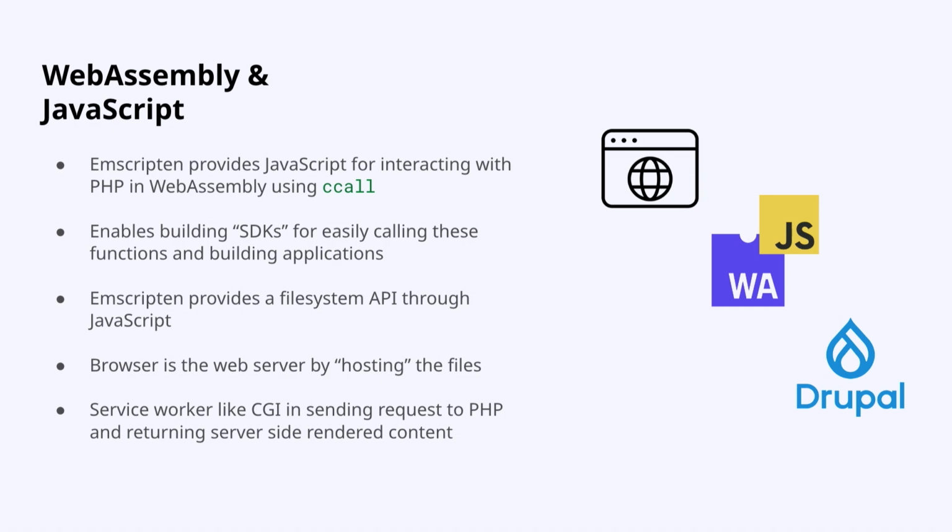Emscripten does provide a file system API, which we'll dive into for a bit. That lets the browser act like the web server by hosting the files. All of Drupal is in your browser in your little site settings. And then we can use a service worker to act like the CGI, the Common Gateway Interface, that says, hey, request, I'm going to ship you off to PHP and give you back the response from there.